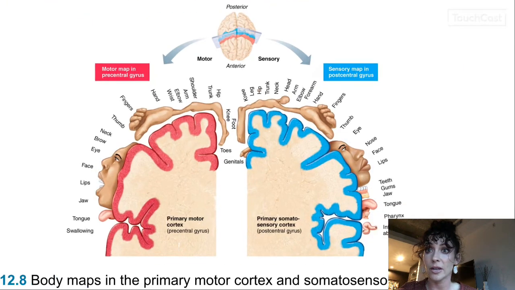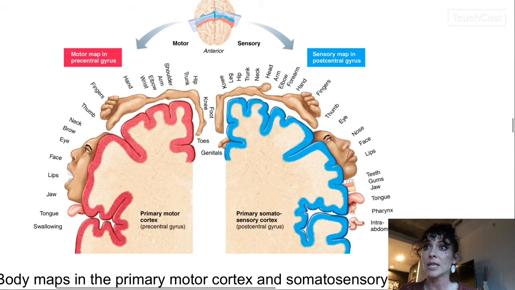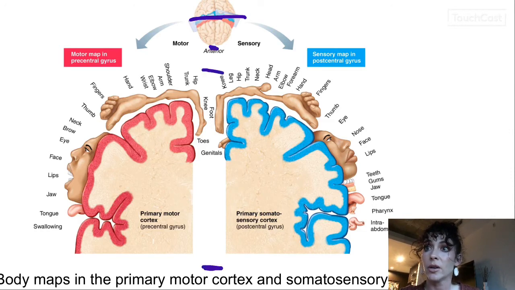I have always been a little terrified of this motor homunculus. It looks extra crazy if you can see this. What we're looking at here is just a cross section of the brain, so we're actually looking at it backwards. This is the anterior posterior part here, so this would be anterior posterior up here.